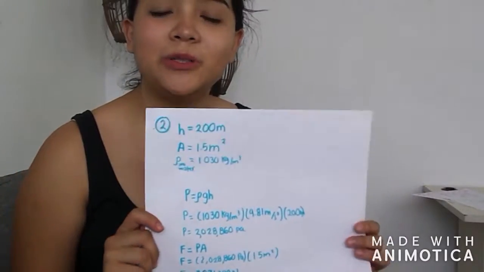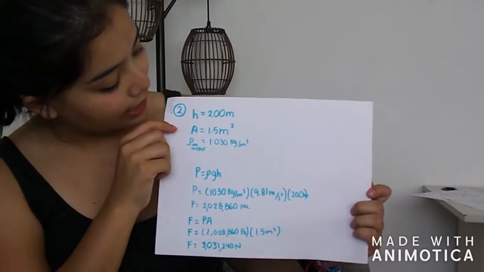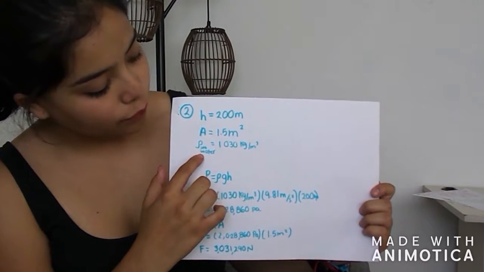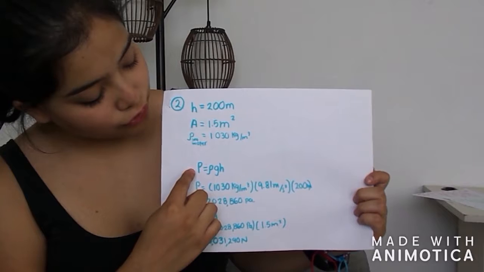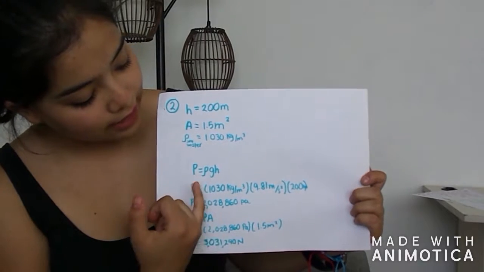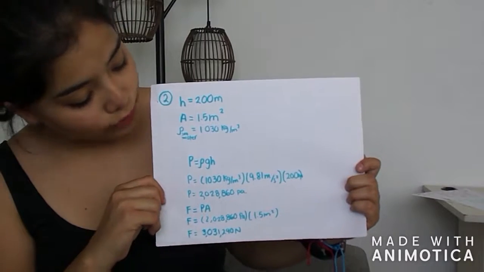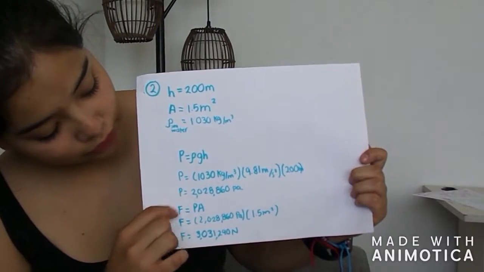In problem number 2, they are asking us for pressure and force. We have our data: height, area, and density of the seawater. To get the pressure, we need to use the formula pressure equals density times gravity times height. We substitute our values and we have this result.